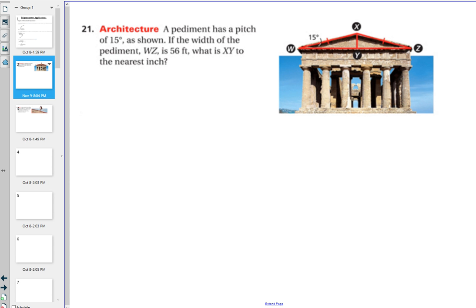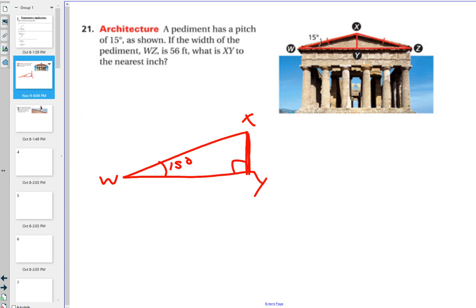Okay, so let me draw this a little bit bigger for you so you can see it. And they want to know what is XY. So this is X, this is Y. So this one isn't actually necessarily an angle of elevation or angle of depression problem. And they've already drawn the diagram for you. So in order to find a side that's missing in a right triangle, they need to give you an angle, which they do, but they also have to give you a side, which from the diagram it doesn't look like they do, but if you look at the word problem, they tell you that WZ is 56.